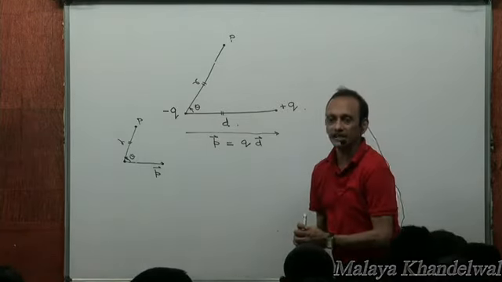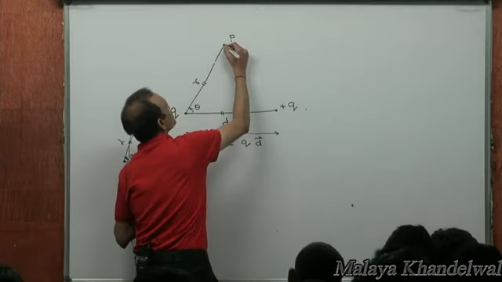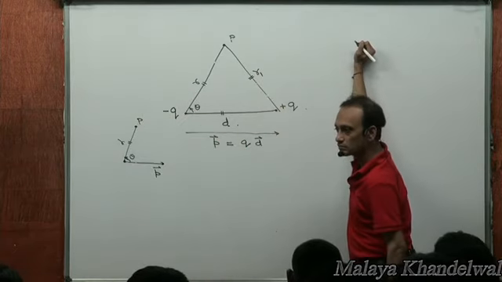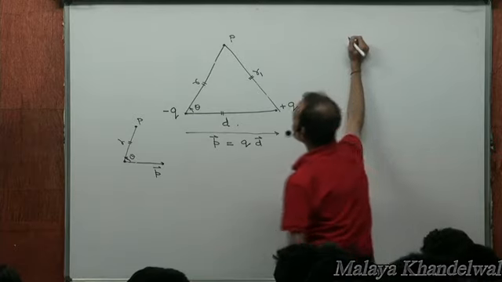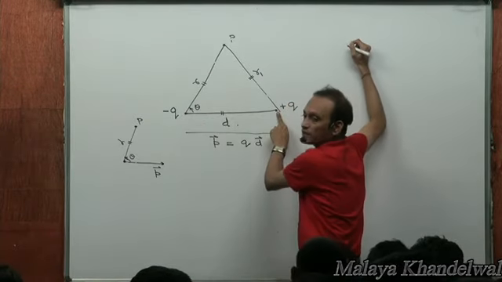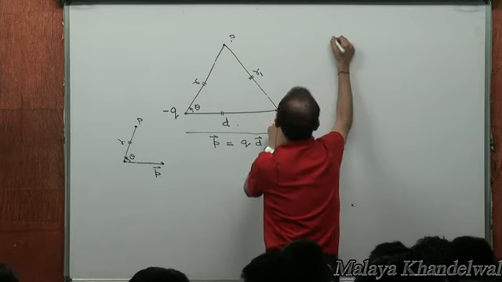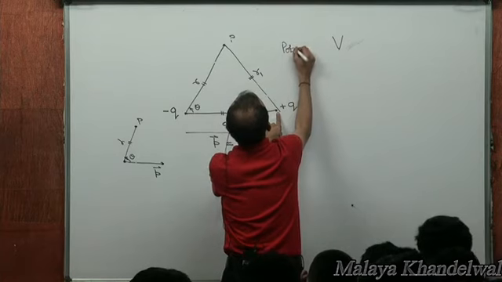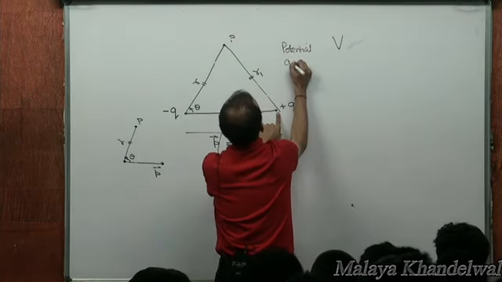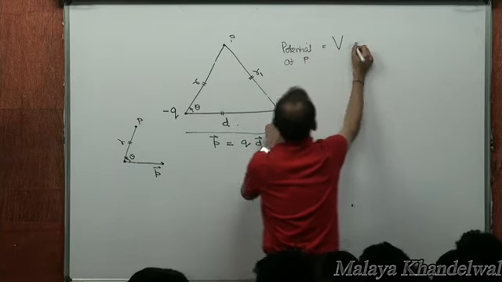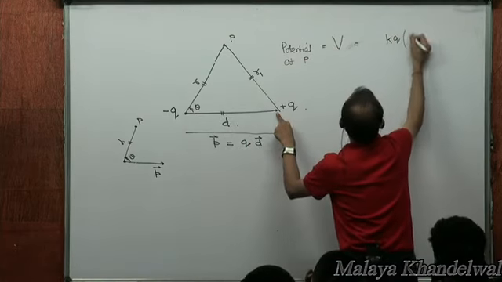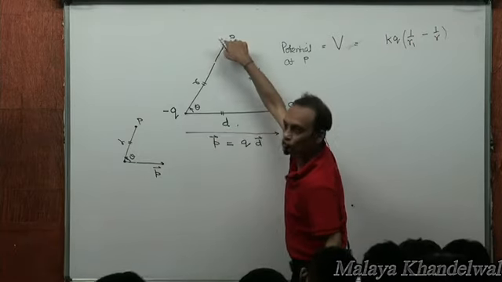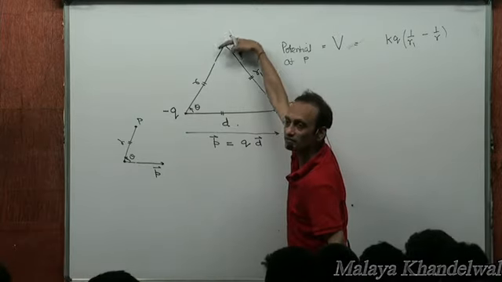Now let me compute the potential at the point P. Suppose this distance is r, and this distance is r1. So the potential at P would be the potential because of this plus the potential because of this. The potential at P is defined as kq into 1 by r1 minus 1 by r. Do you realize this? k into minus q by r, k into plus q by r1. Right?